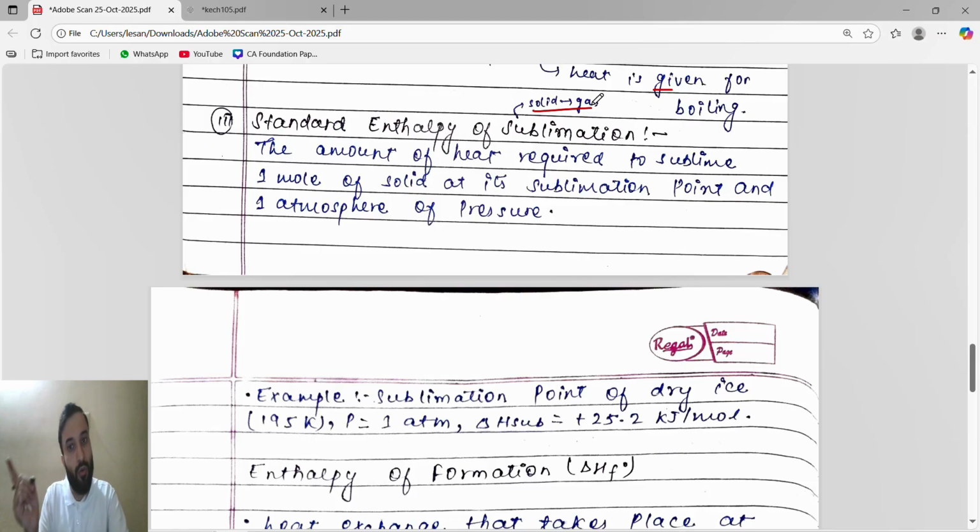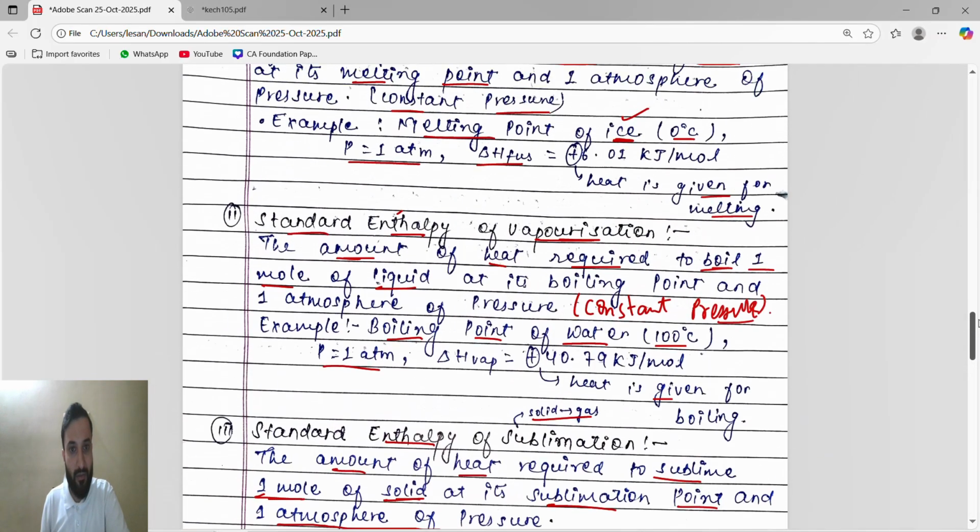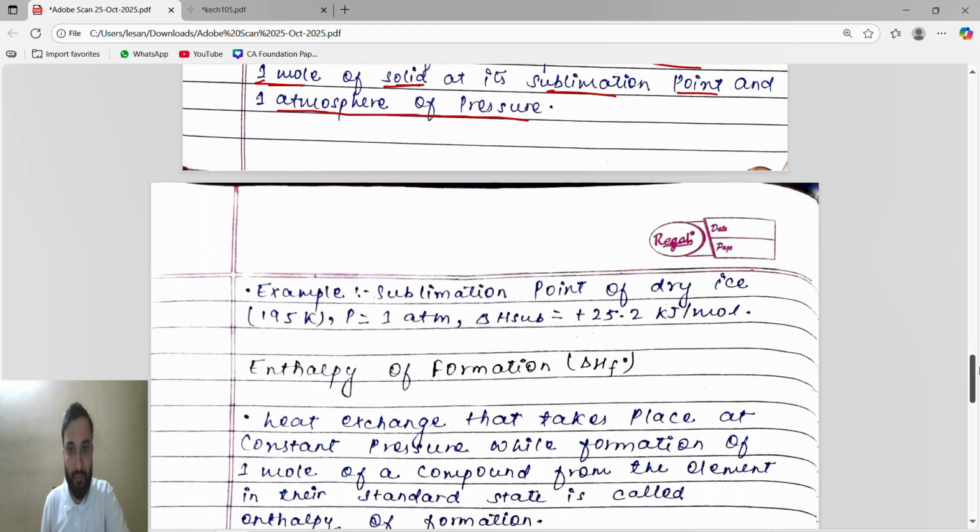Sublimation means from solid to gas. So enthalpy means the same, the amount of heat required. Sublimation means the amount of heat required to sublime. Standard means what? 1 mole of solid will sublime at its sublimation point. Melting means at its melting point. Boiling means at its boiling point. Sublimation means at its sublimation point, and 1 atm again at constant pressure. Okay. So I hope you understand these 3.